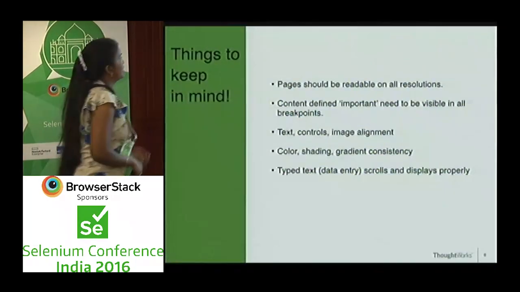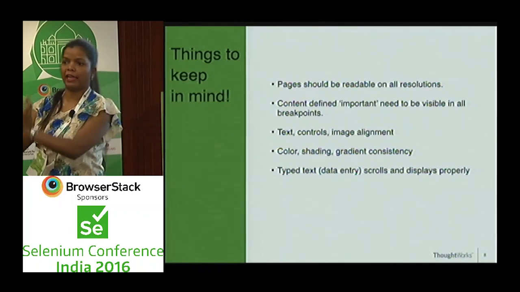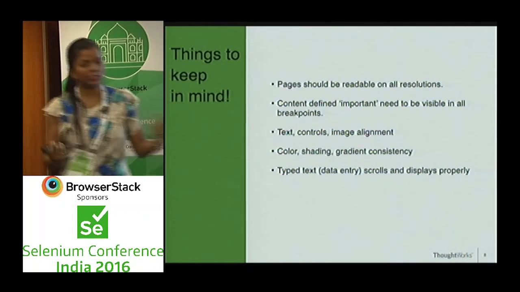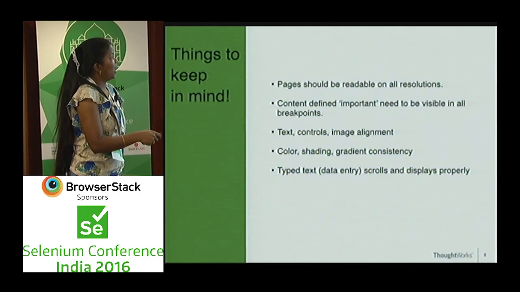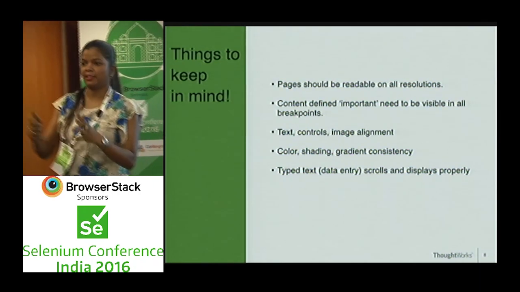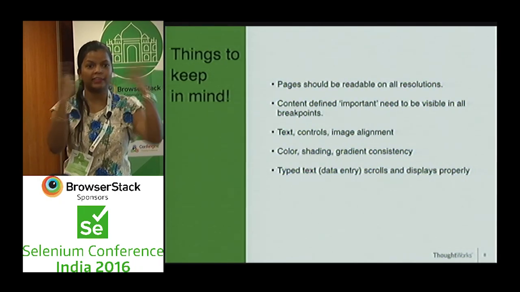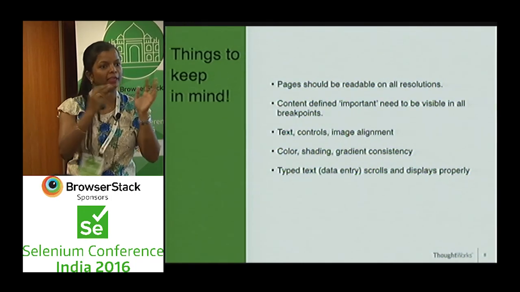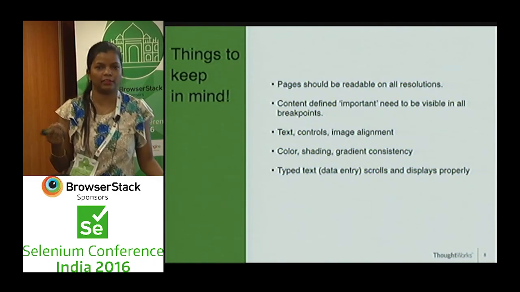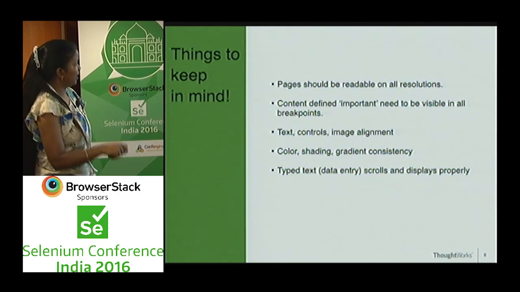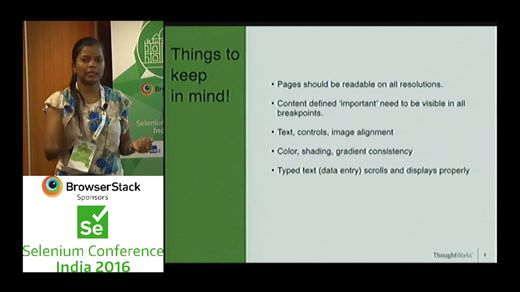There are several things you need to keep in mind when you want to say, okay, my website is really good and can be sent to production. The first and foremost thing is pages should be readable in all resolutions. This is the basic. The second thing is that content is defined as important. Business has certain things they want displayed on each and every resolution. For example, on the website I showed, the carousel is more important. There is a register button which should be available across all the resolutions. And the menu bar might shrink or maybe not be available at all, depending on the requirement of the business. There is no particular priority here, but these are the things you keep in mind while testing the responsiveness of the website. Any questions or thoughts?